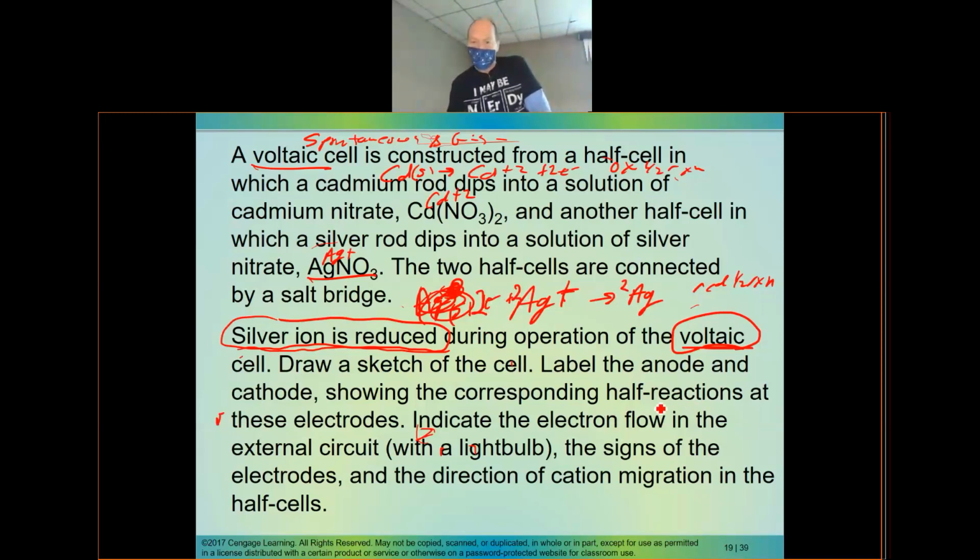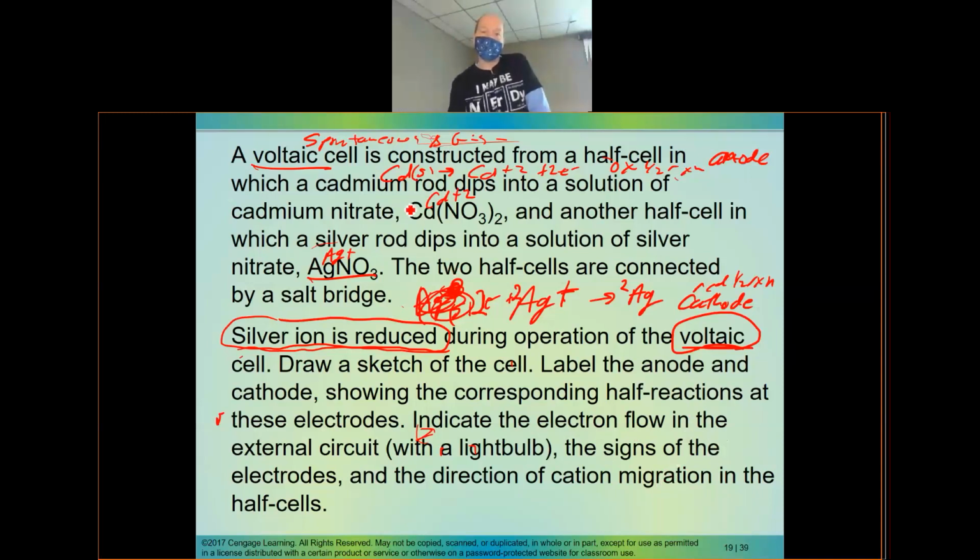All right, so we're going to label the anode. Remember, red cat. So the cathode is where the reduction occurs. The anode is where the oxidation occurs. All right, and so we label the anode and the cathode. The anode is the oxidation. The cathode is the reduction. All right, and electron flow is always anode to cathode.